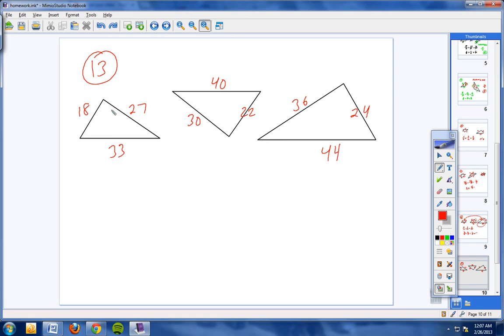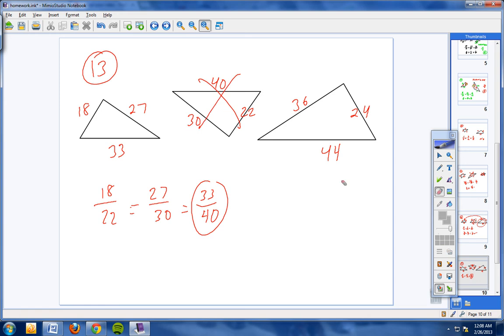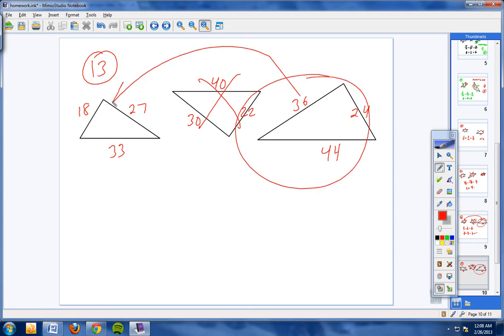similar. Smallest side on this triangle is 18. That would correspond with 22 over here, equals. Next size would be 27. That would correspond with 30. And then the longest side over here is 33, and that would correspond with 40. Well, first of all, I don't think 33 over 40 can be reduced at all. So if it can't be reduced, then it's not equal to any of these. So the answer is no. So this triangle here is not similar to any of those triangles over there. Now let's compare this triangle here with this triangle over here.